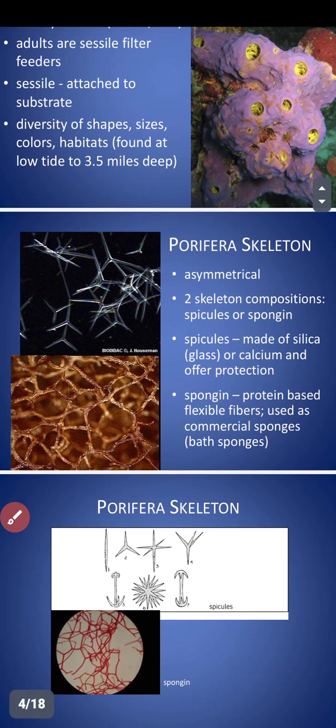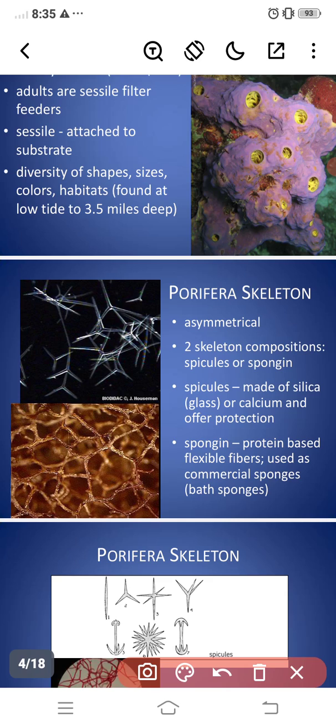Now, the skeleton of the Porifera is made of spicules and spongin fiber. Spicules are basically made from calcium carbonate, while spongin is basically a protein. And their body is asymmetrical, which means it doesn't have any definite shape.